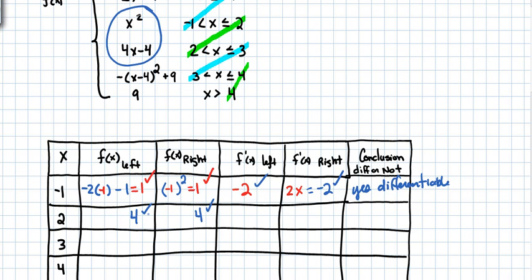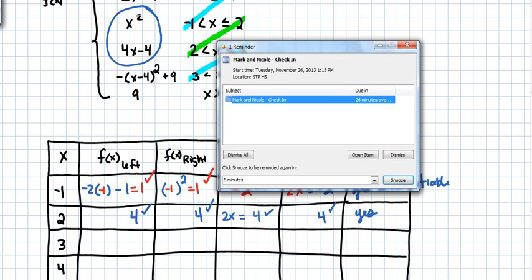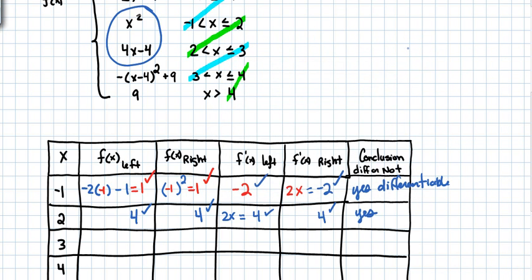Now let's check the derivatives. The derivative of x squared is 2x, which would equal 4 when x is 2. Similarly, the derivative of 4x minus 4 is 4. Our derivatives match. So we would say yes again. Now we'll look at 3.